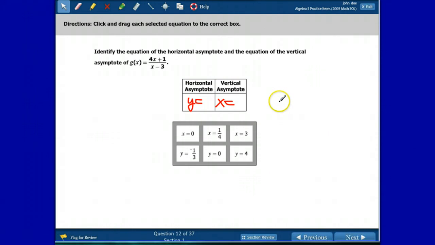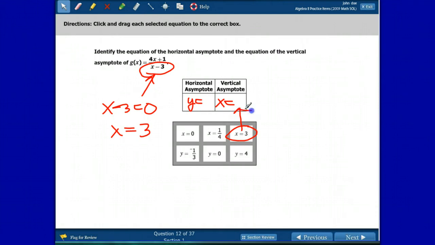Okay, so basically now what we're going to do is find all our problem areas. The vertical asymptote comes from the denominator. So x minus 3, we set that equal to 0, and x is equal to 3. So that goes here.